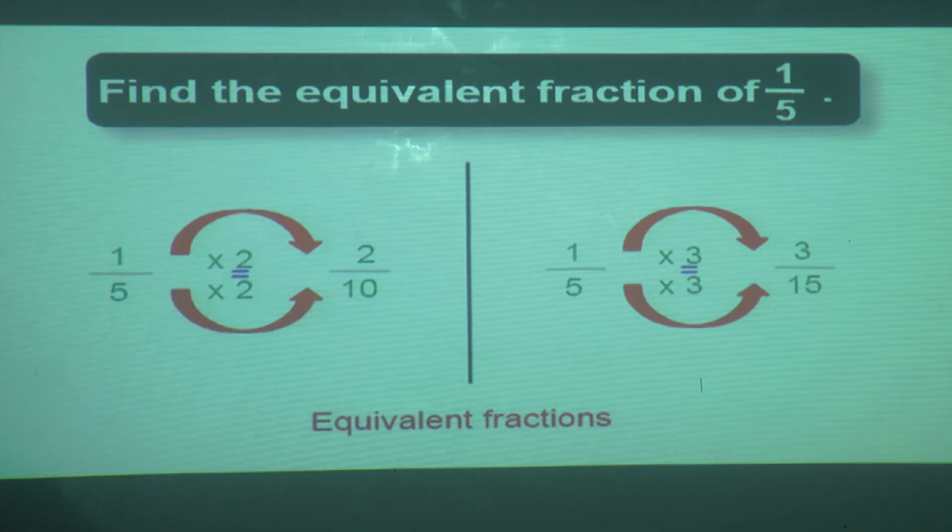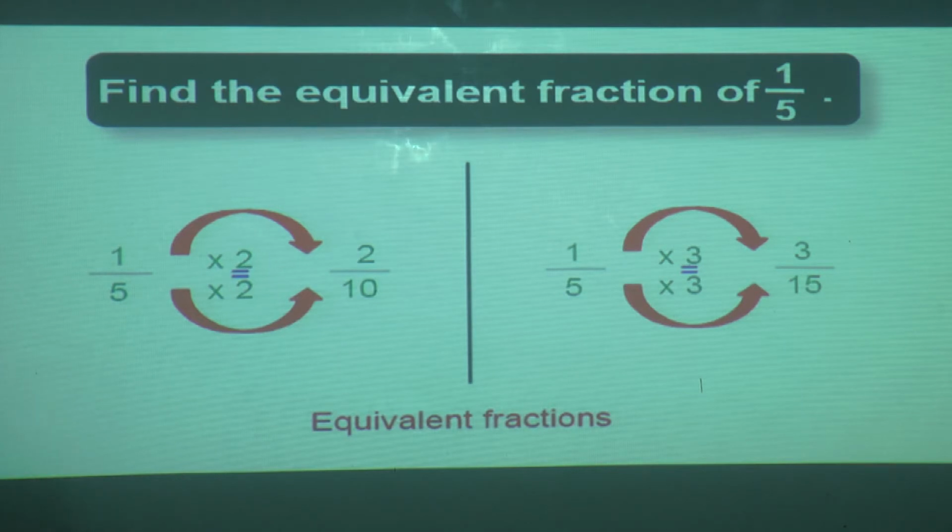So here we will multiply: 3 1s are 3, and we are multiplying the same number with the denominator, that is 5 into 3 is 15. So in short we can say 2 upon 10 and 3 upon 15 are equivalent fractions of 1 upon 5. Can you guess what will be the next fraction?